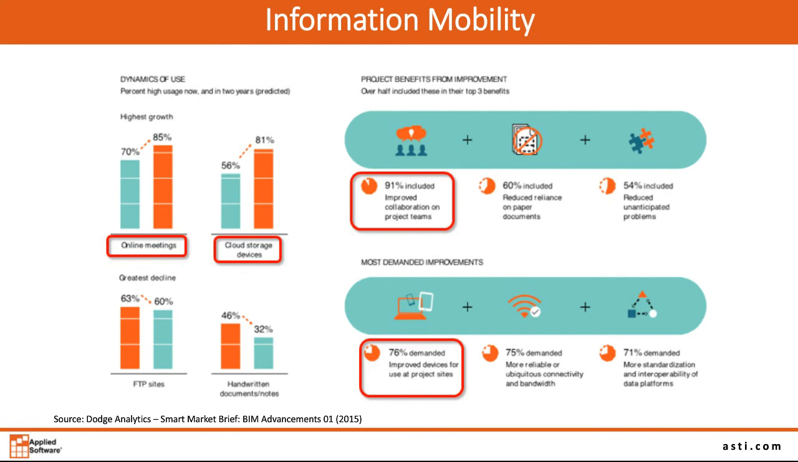If you look at the benefits from the improvement of information mobility and cloud storage, there's improved collaboration on project teams. Obviously, if someone can, for example, be out on the job site and be accessing the latest version of the building model, that's a benefit. Also, there's a bigger demand for more mobile device access. And again, this was in 2015, so keep in mind, we're looking at a snapshot of history. Things have changed since then, and changed for the better.